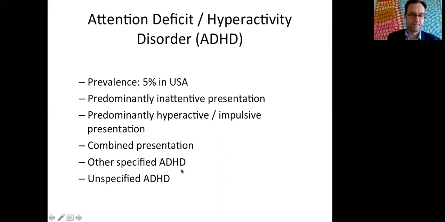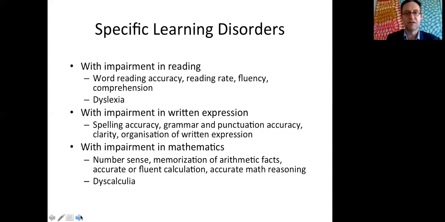The next main group of NDDs are specific learning disorders. These are things that are often picked up in school, in educational settings. And this is when a child, out of keeping with the expectation of their intellectual ability that we've talked about, and out of keeping with their educational opportunities, have difficulty in reading. And it could be many aspects of reading, like accuracy or rate or fluency or understanding. They might have difficulty with writing. Also, different aspects of writing can be affected. Or they may have difficulty with mathematics. Numbers, memorizing, figuring things out, etc.